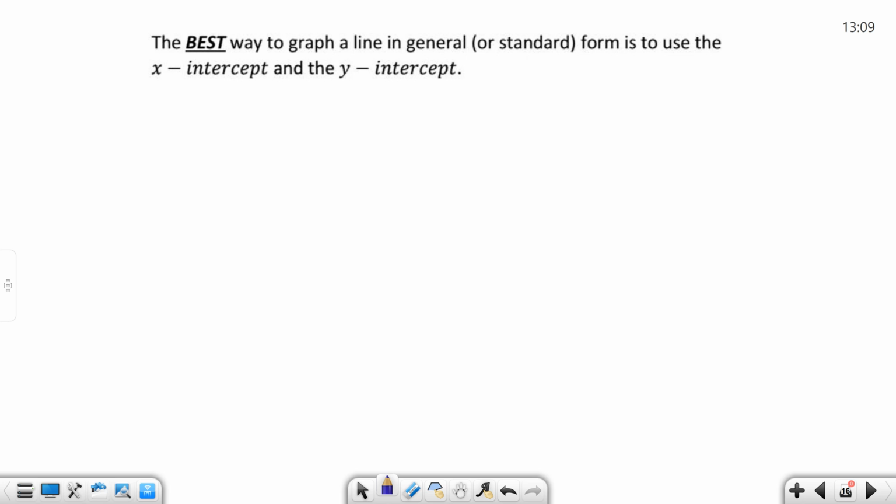If you have general or standard form, right here, general or standard form, the absolute unequivocal best way to graph that is to use the y-intercept and the x-intercept. There is no better way. I know a lot of people transform them into something else, but you're not being efficient when you do that. So one of the things that I stress in my classes is I want you to be efficient. Be a problem solver, not a problem creator. Be efficient and pay attention to detail. If you can do those three things, you will become better at math and everything else in life you do.